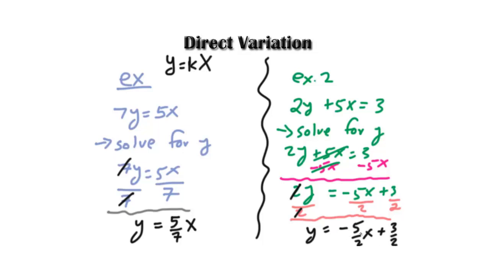And this is not in the form of y equals kx. So this one is not a direct variation equation. So this is a no. The first one was a yes. And we're done with these examples.